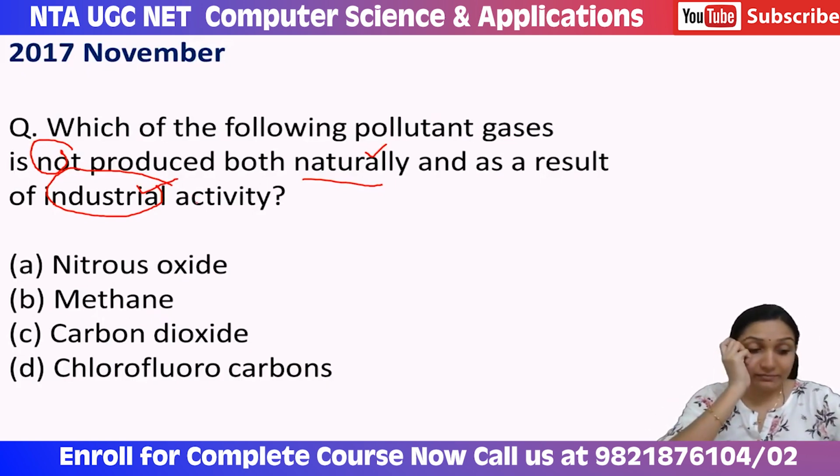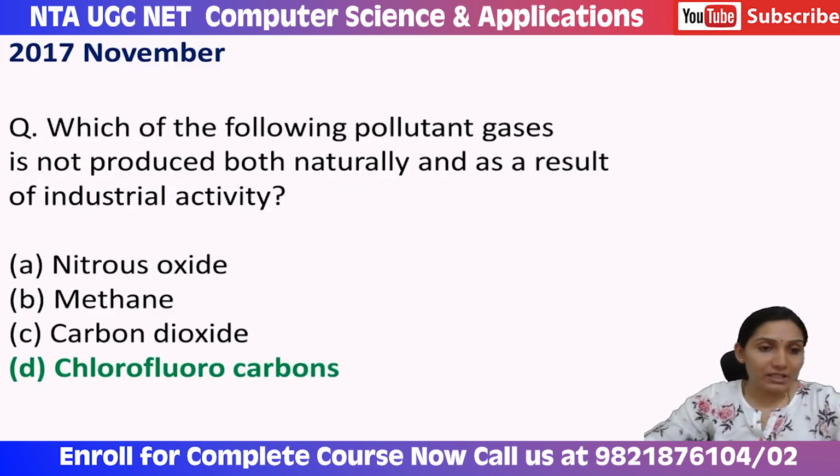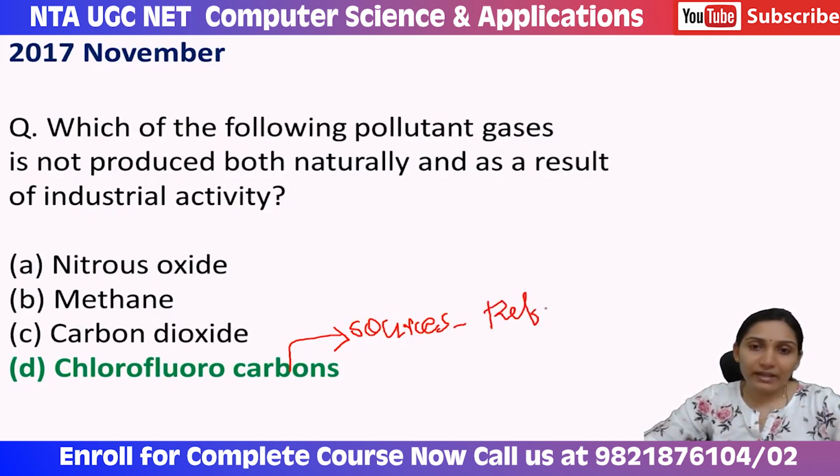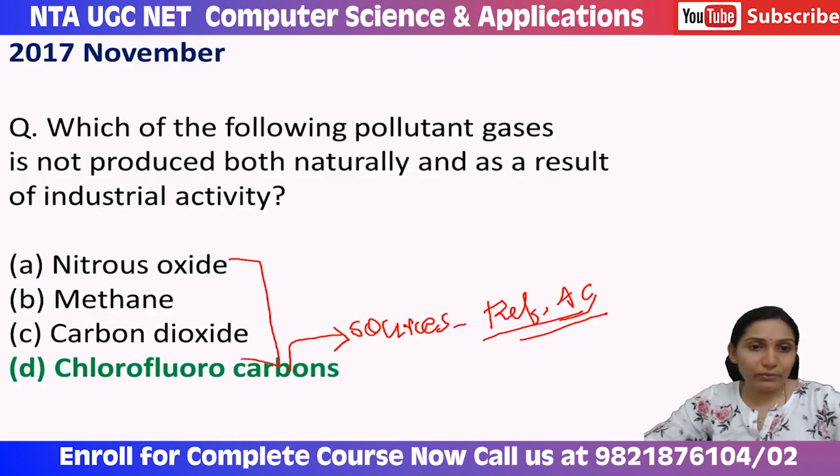A, D, okay. So most of you are confused between A and D. So let's see the answer. Answer is D, chlorofluorocarbons. Now we know that chlorofluorocarbons are associated with ozone layer depletion. And what are the sources of chlorofluorocarbons? The sources are from refrigerators and air conditioners. So this is not an industrial activity. So refrigeration and air conditioners. So among these four pollutant gases, chlorofluorocarbons are not produced naturally and also not as a result of industrial activity.